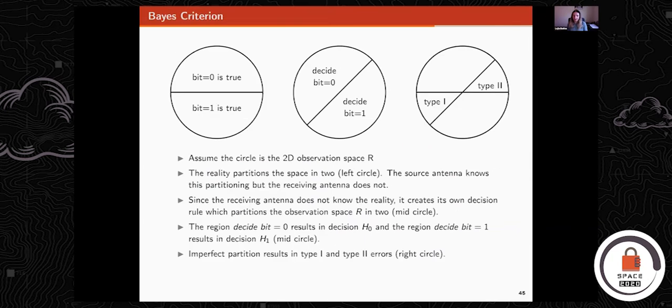I just want to say a few words on this so-called Bayes criterion. With observation and decision, you see here that they are different in terms of the space they cover in this 2D observation space. And the intersection between the two is what we get as type one and type two. For us, the main message is that there is not always perfect partitioning. And that's why we always have this issue of dealing with noise and identifying the correct assumptions and correct hypothesis, which for crypto use cases will mean correct keys.